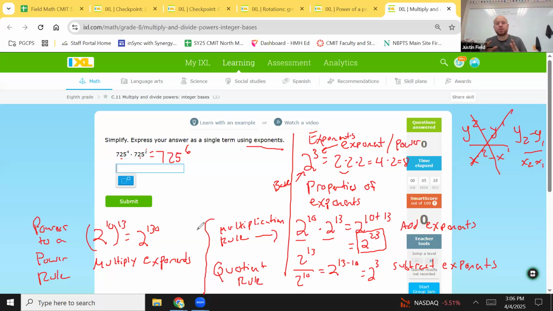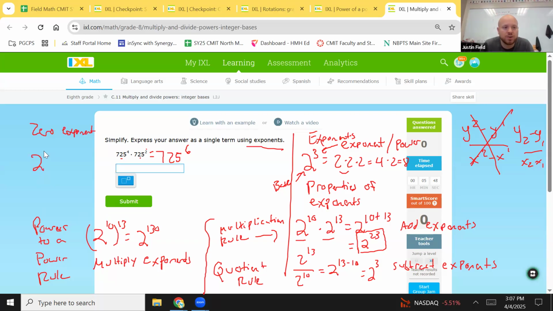Okay, so if we are multiplying terms, we add the exponents. If we are dividing terms, we subtract the exponents. And if we see this thing right here where we're taking a term and raising it, we multiply the exponents. We need one more here. How about the zero exponent?